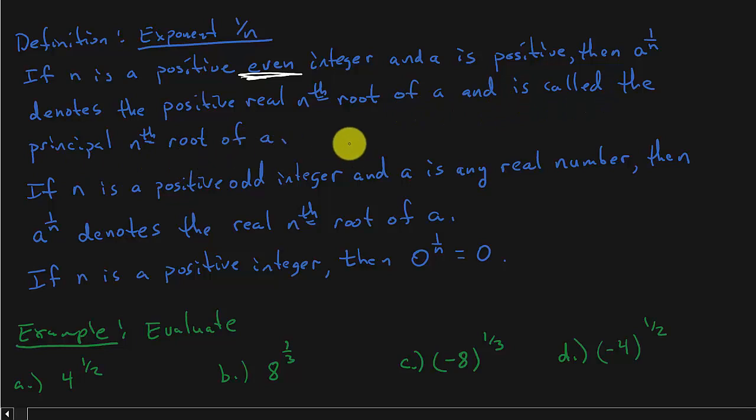That means they want the positive. If n is a positive odd integer and a is any real number, then a to the 1 over n denotes the real nth root of a. And if n is a positive integer, then 0 raised to the 1 over n is equal to 0. All right, so what we have here is a raised to the 1 over n.